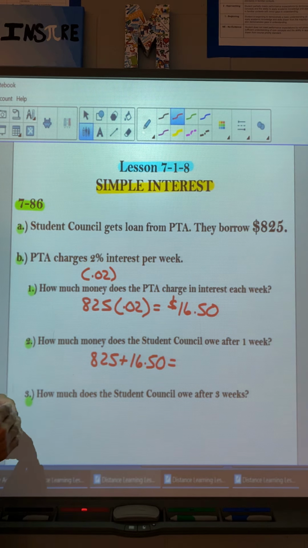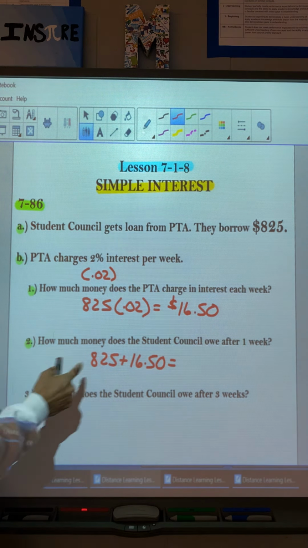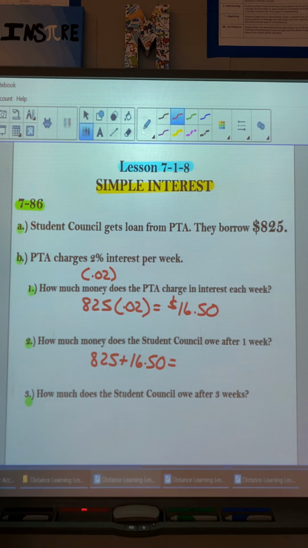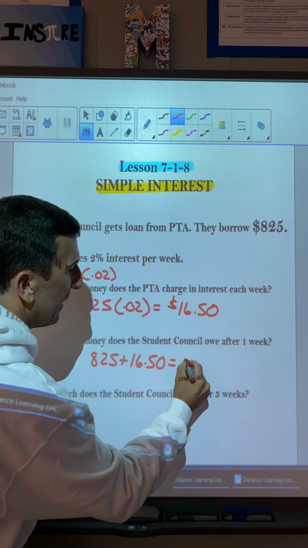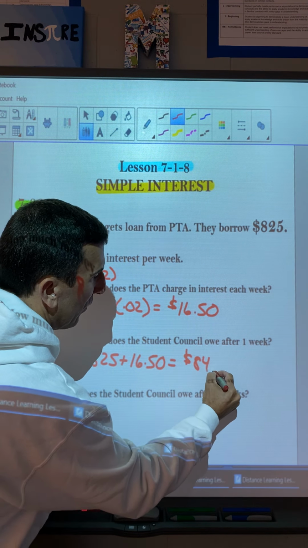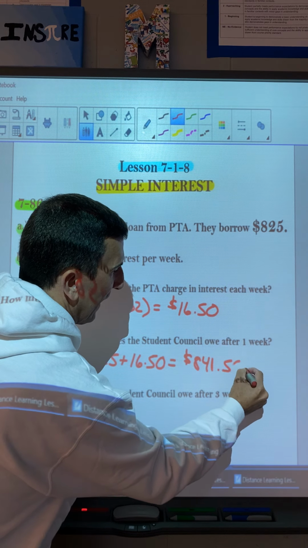If we pay it back after 1 week, we would add those two together, and I'll give you a chance. And you should get $841.50.